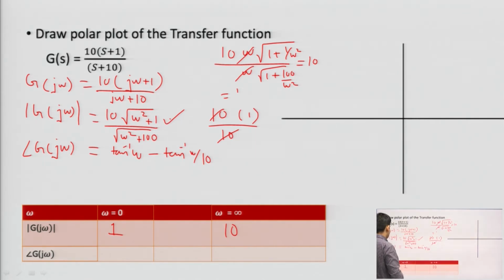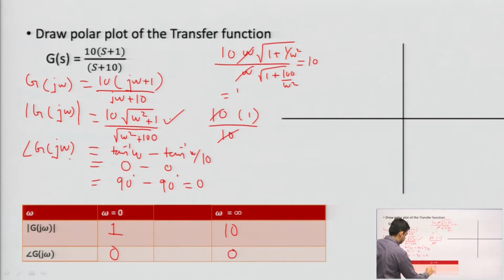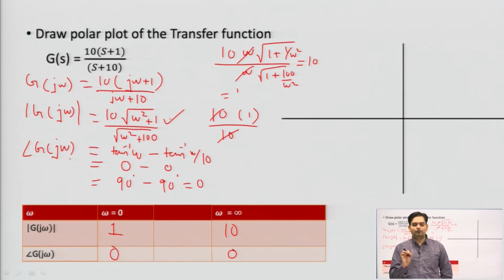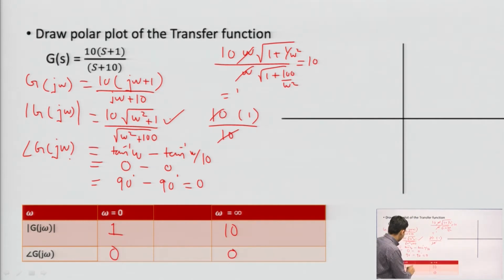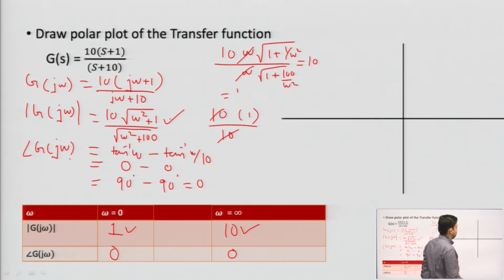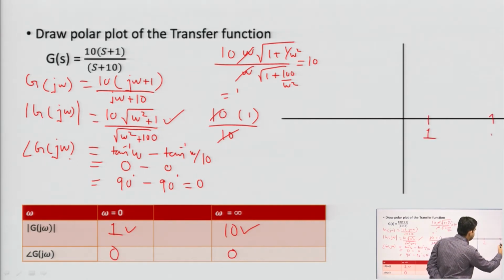Okay. Now, what about phase? When I put omega equal to 0, 0 minus 0, my phase would be 0. When I put omega equal to infinity, this will become plus 90 and this will become minus 90 and again I will get 0. Okay. So, what are we getting? It means our polar plot is starting from phase 0, terminating at phase 0 with starting value of 1 and final value of 10, right. It means it will be on the positive side, or you can say the right side of this GH plane. So, I am marking this value as 1 and this value as 10.